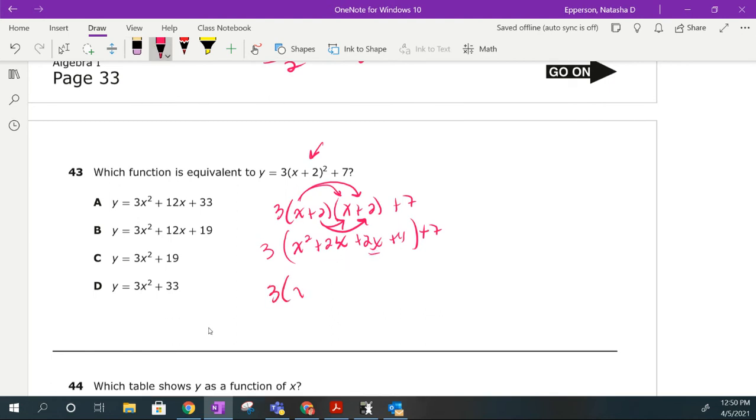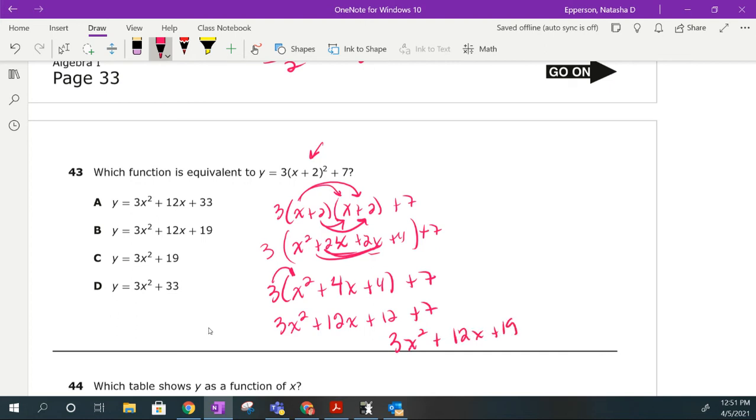So this becomes 3 times x squared plus 4x plus 4, plus 7. I combine those two like terms. Now I'm going to distribute that 3. So that becomes 3x squared plus 12x plus 12 plus 7. 12 plus 7 gives me 19. So this becomes 3x squared plus 12x plus 19, which is our answer choice B. On this question, you really kind of have to take it all the way out. This is a higher thinking question.